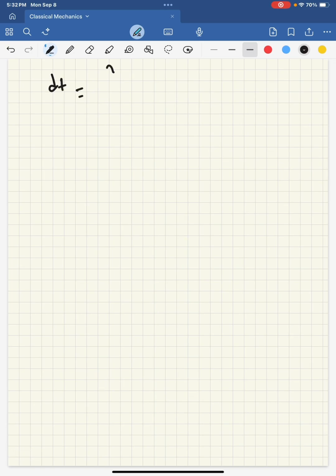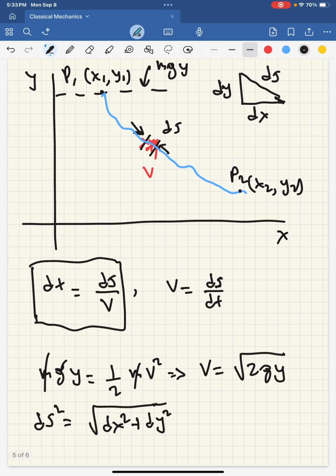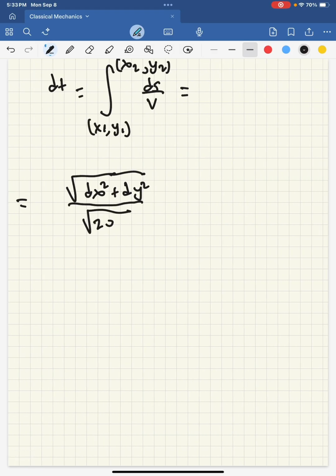This dt is going to be the integral from point x1, y1 to point x2, y2 of ds over v, and we just found that ds is the square root of dx squared plus dy squared, over the velocity, which is the square root of 2gy, and this whole thing is inside an integral from x1, y1 to x2, y2.